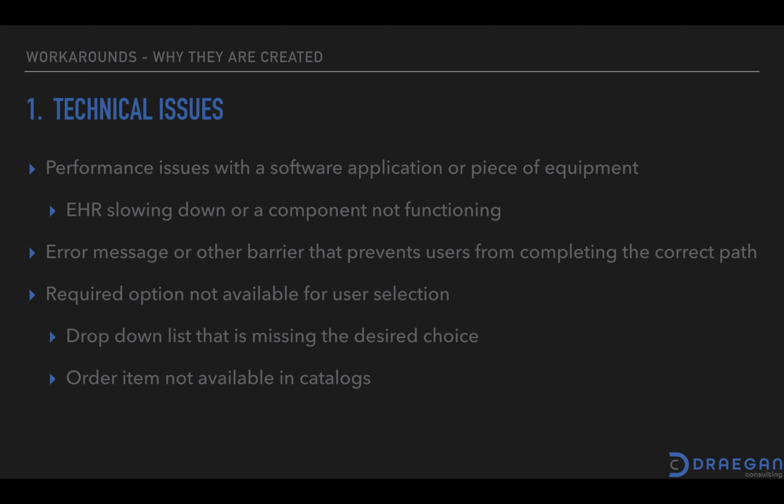Warning messages that seem to be in never-ending loops or create enormous amounts of clicks, or the required option is not available for the user. If there's a drop-down choice, for example, that would be the most appropriate to choose clinically but it's not available to you, a workaround can be created in that instance. Or if an order item is being sought and what the user is looking for is not found in the catalog, whether because the item doesn't exist or because it's labeled with something different from what they're searching for, workarounds can often result.